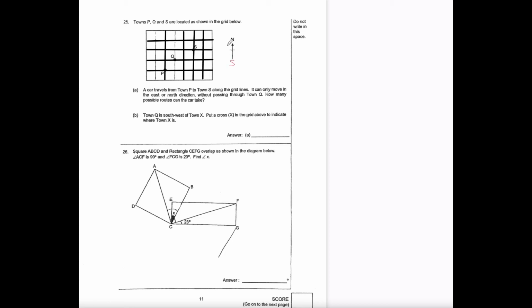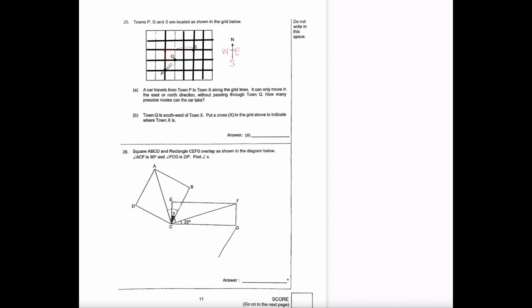So at the bottom it's south, and then west, and then east. Okay, so I can only move in the east, which is the right hand side, or the top, without passing through town Q. How many possible routes can I take? So let's try. This is one. Okay, a bit messy, but try and bear with it.